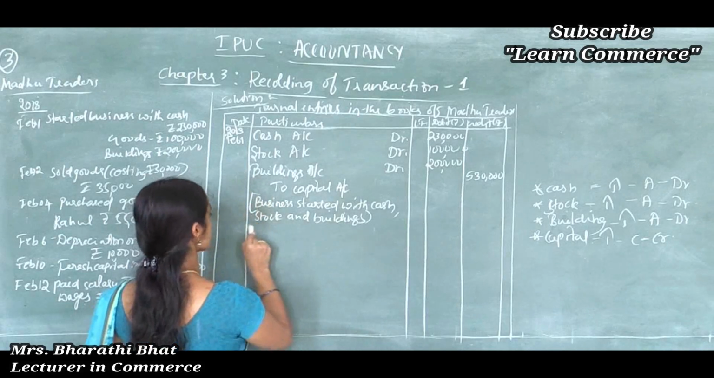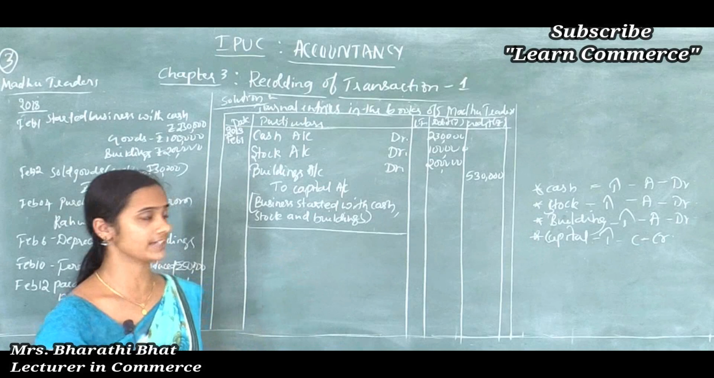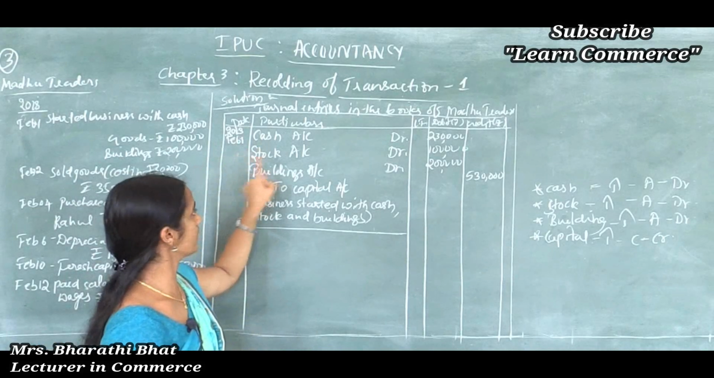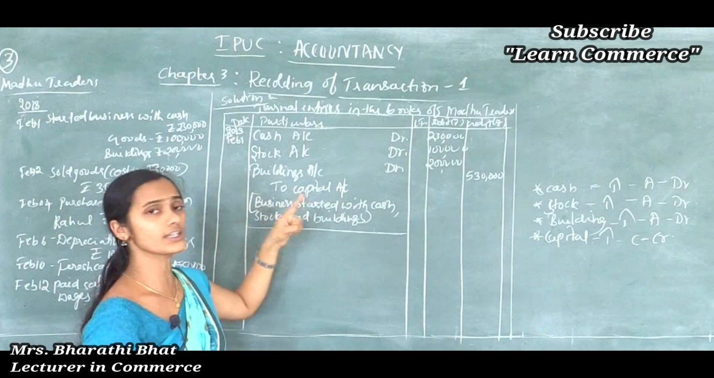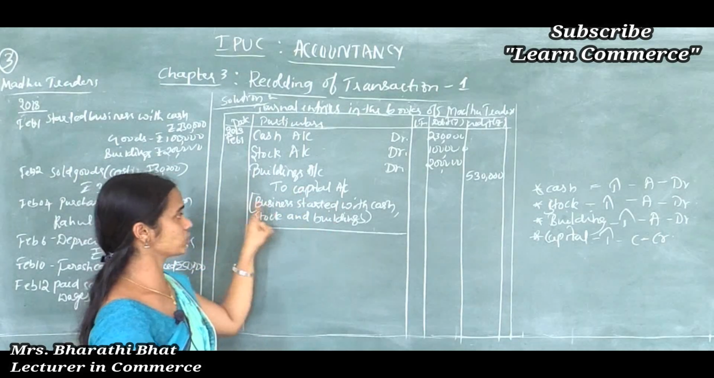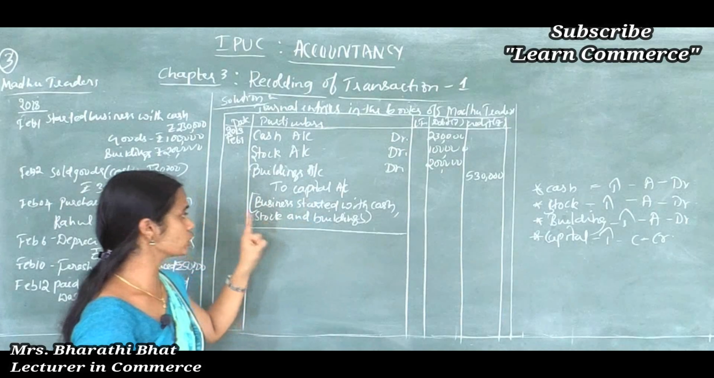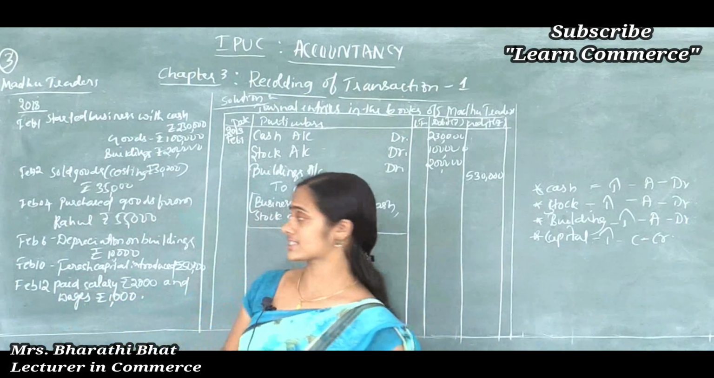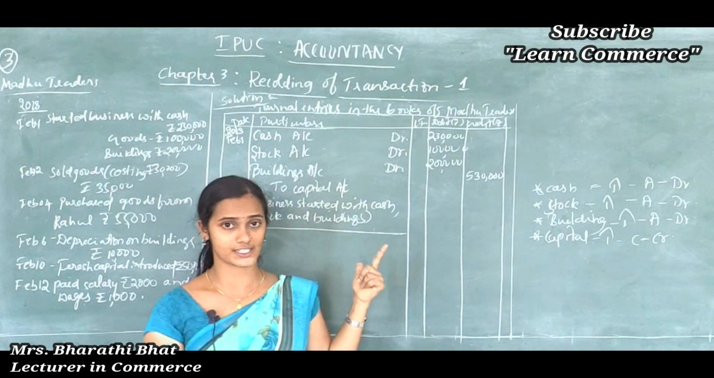Okay, so it is about the first transaction. It is called a compound journal entry. So cash account debited, stock account debited, buildings account debited to capital account. So narration is like this. Narration: business started with the cash, stock and buildings. I hope you understood this first transaction and analysis of this transaction.